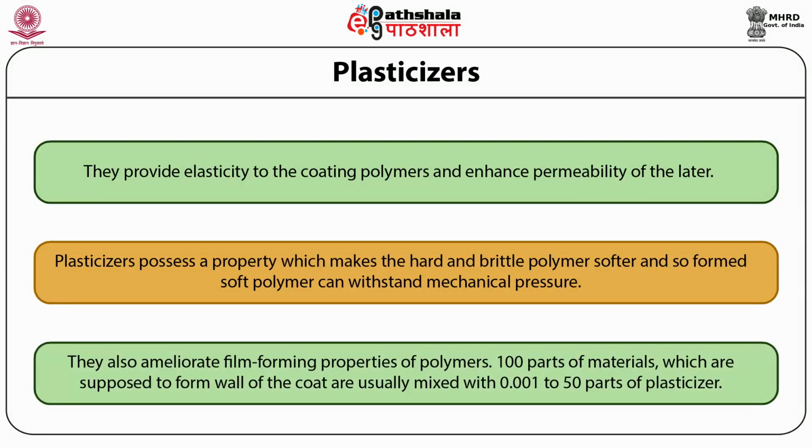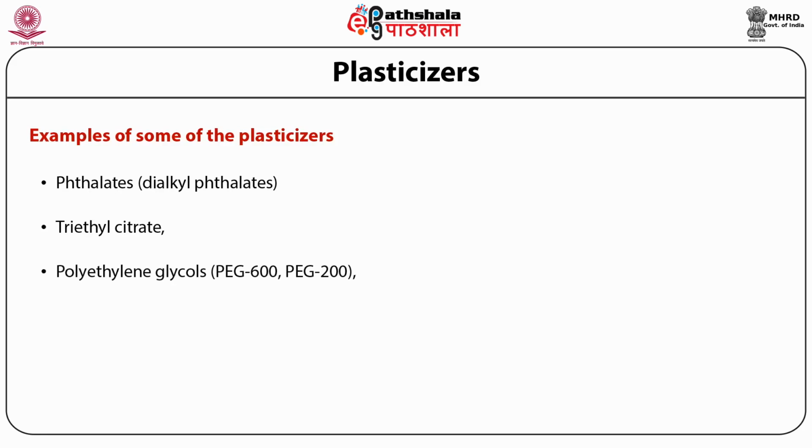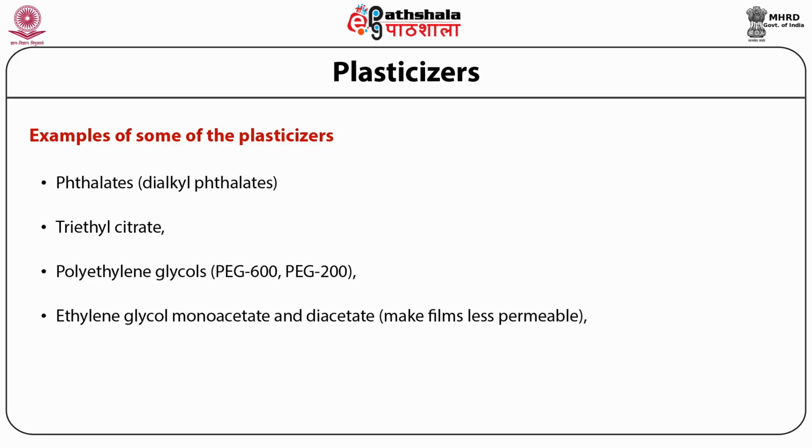Ten parts of the material which forms the wall of the coat are usually mixed with 0.001 to 50% part of the plasticizer. Some examples of plasticizers are phthalates, triethyl citrate, polyethylene glycol, PEG 200 to 600, which is commonly used, ethylene glycol monostearate, and diethyl tartrate or diacetyl.